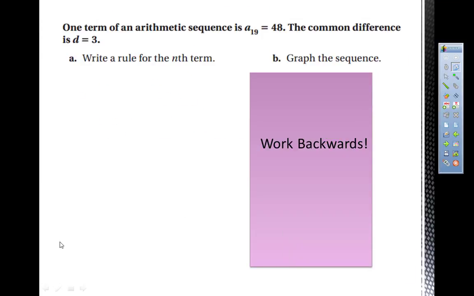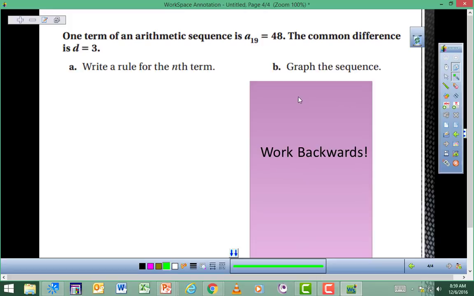Okay, so here's another problem that's related to the formula that we just had, and sometimes you have to work backwards a little bit. Sometimes they don't spoon feed you and give you all the pieces of information you need. And so, take a look at this one. This time someone told you the 19th term of an arithmetic sequence is equal to 48. They also tell us that the common difference is 3. Now they want the rule.